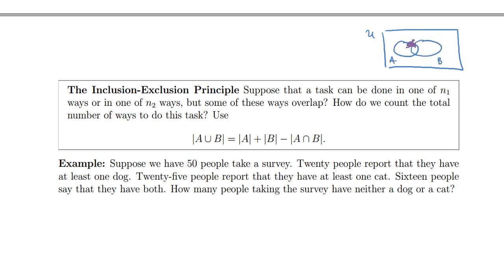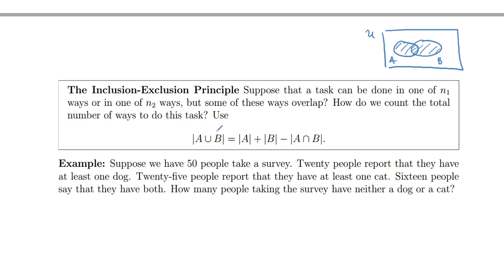Okay, and if you're trying to figure out how much stuff is in this union, if you just add up how much is in A to how much is in B, you actually counted this intersection twice. You see that intersection gets counted twice. If I add up how much is in A and then how much is in B, that intersection is counted twice, so that's why we have to subtract it off.